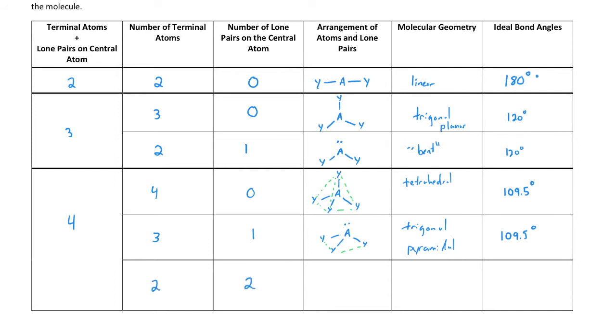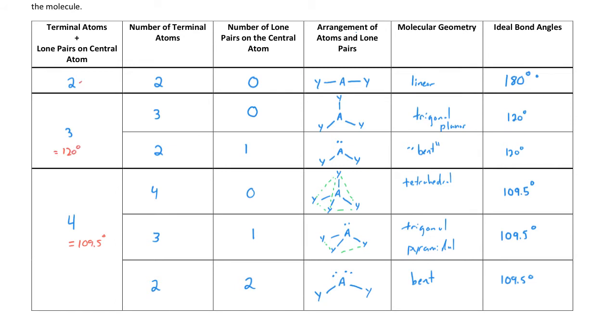Now the last case here is where we have 2 sets of lone pairs and 2 atoms. So the number still adds up to 4, but we have 2 and 2 instead of 3 and 1 or 4 and 0. This is called bent. But notice this bent has 109.5 degree bond angles, whereas the other bent was 120 degrees.